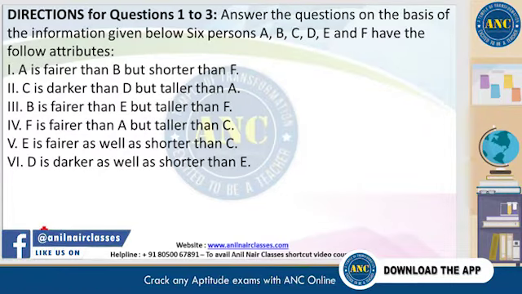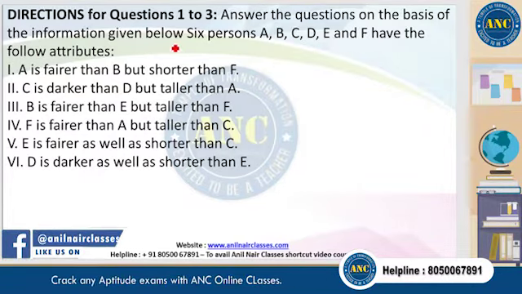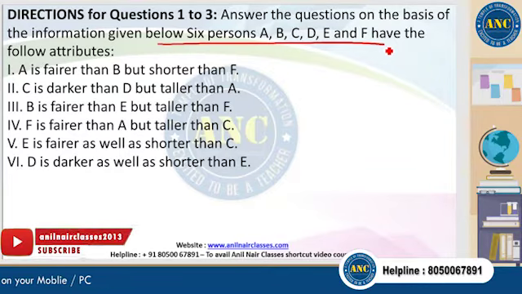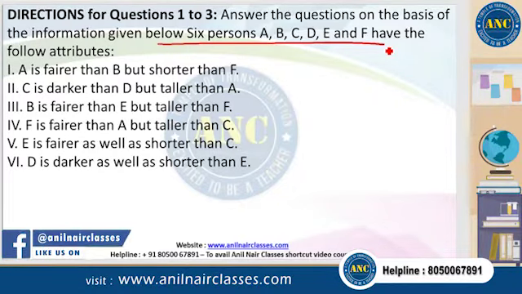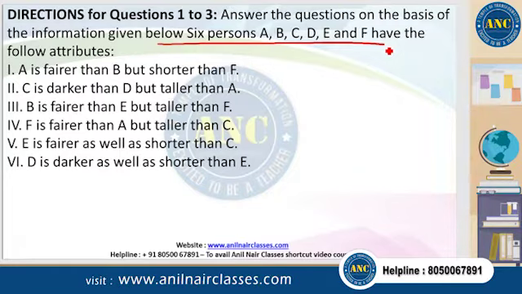A is fairer than B but shorter than F. There are 6 persons, A, B, C, D, E, and F, assuming the starting letters of the names are these. That's nice. They've not given the names. Sometimes in the examination they might end up giving names like Amar, Akbar, Anthony, Alfred, and Anamika, and that's when it gets tricky. When we have the names as distinct letters, that makes life so much easier. They've given 6 persons. That's nice.